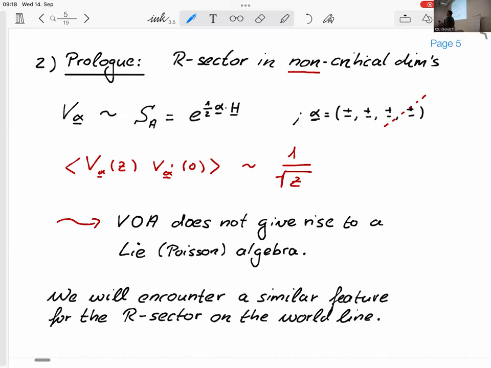I'm saying this because on the worldline we will have a similar complication: we don't have bosonization on the line. We cannot bosonize a fermion on the worldline. So we won't be able to just copy this prescription of writing the worldline fermion as e^(1/2 φ) or e^(φ) or e^(h). So we need to think of something else.